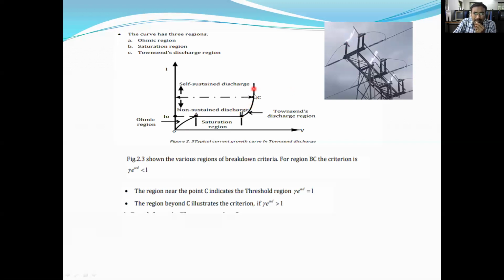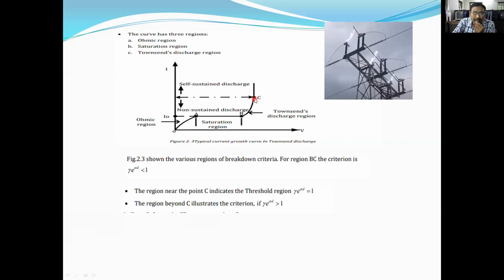Up to the C region, the 0 to C region, there is no spark across the gas, but beyond this point C, the spark appears across the gas material. So that's why this 0 to C region is called the non-self-sustained region. After C it is called the self-sustained region.